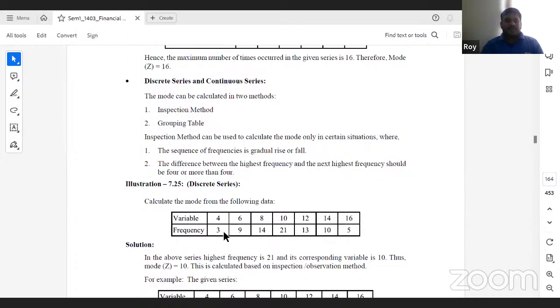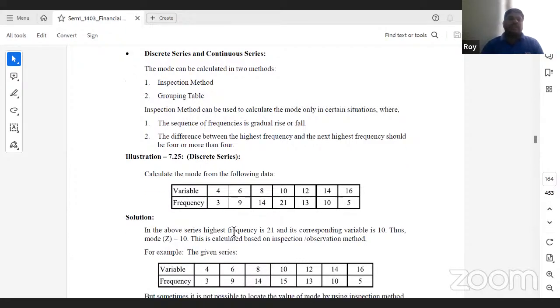Let us say the frequency 3 is there, 9 is there. 9 minus 3 is 6. 14 minus 9 is 5, which is more than 4. Then we can calculate. The highest frequency is 21, and its corresponding value is 10. Thus, the mode is 10. We know this directly by looking at it. This is calculated based on the inspection or observational method.